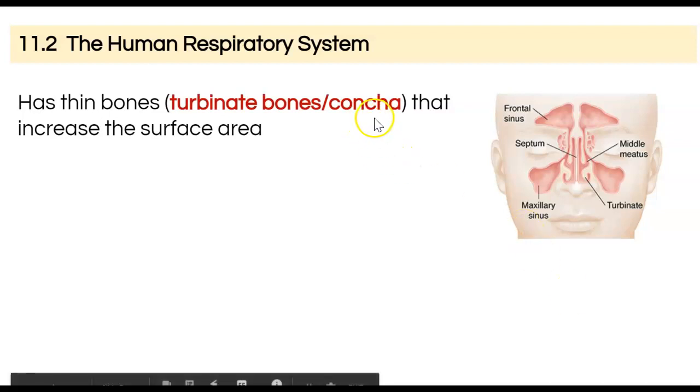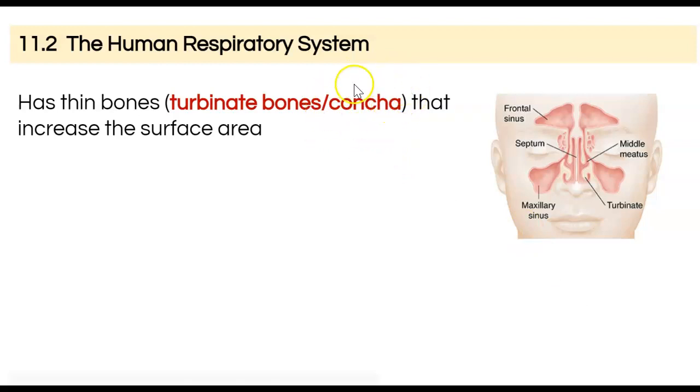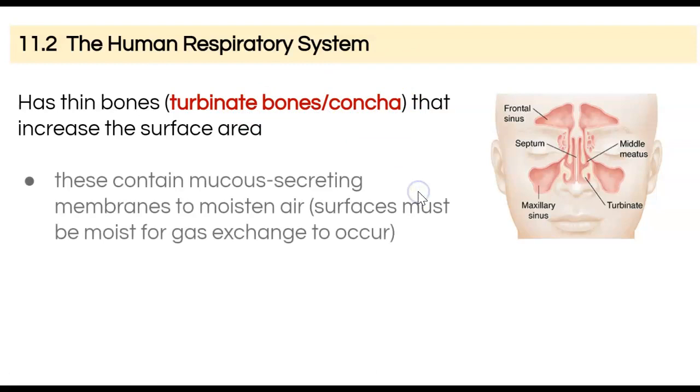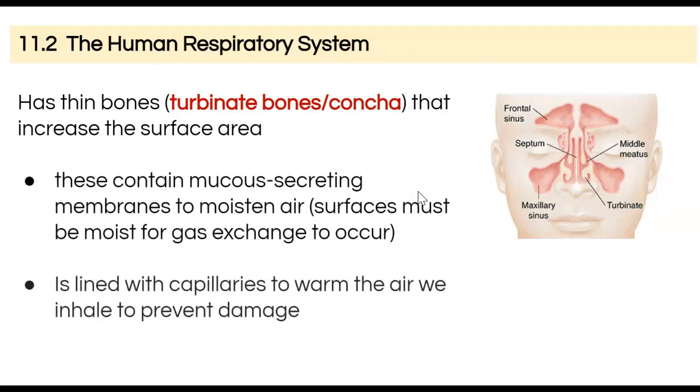Oh, sometimes they're called concha or conchi, singular concha, plural conchi. So if you see that somewhere, just know that's the same thing as our turbinate bones. I think I just have the same slide here, so I'm going to move through. All right.